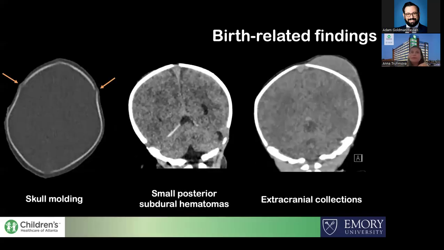Another thing that we can also see on CT images of neonates is findings related to the process of birth and delivery. Those may include skull molding, small posterior subdural hematomas, as we can see on this coronal image, as well as a variety of extracranial collections related to the birth process.